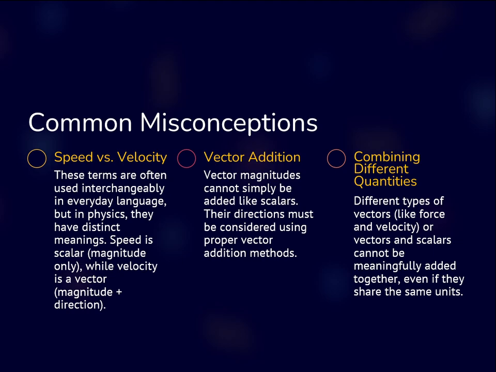Another mistake: assuming vectors can be added just like scalars. Nope. If I walk 3 kilometers north and then 3 kilometers south, my net displacement is 0. But my total distance traveled is 6 kilometers. Direction changes the outcome. And finally, be careful not to mix types of quantities. You can't add 5 newtons of force to 10 meters per second of velocity. That's like trying to add apples and seconds. They're different concepts, even if they both have numbers.